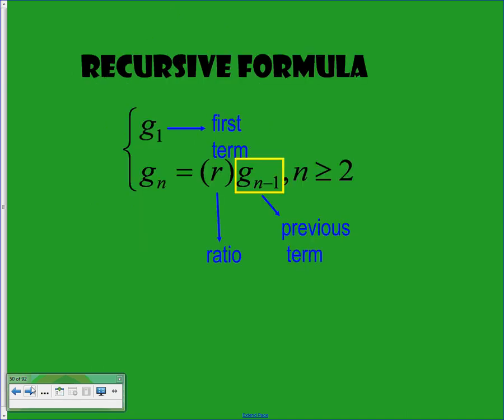The second kind of formula is the recursive formula. The recursive formula was a little trickier because there was a little bit more information. The first part still tells me the first term, so G sub 1 is still my first term, and the second line is my actual formula. Now it tells me my ratio, and if you remember that whole n minus 1 subscript, this part meant the previous term. So it means take your previous term and multiply it by the ratio. It means the exact same thing as the explicit formula, it's just written in a different notation.